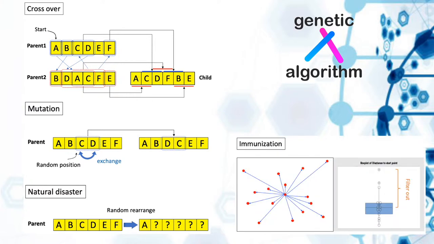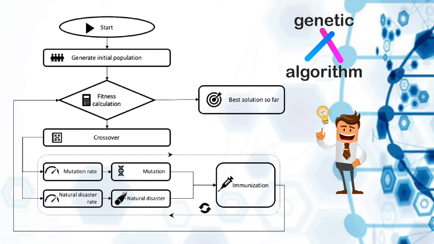An immunization algorithm is also used here. It is a criteria check for the tour from the first city to the second city. The basic idea is to filter out the cities which have a distance longer than the average distance, as shown. So we have one advanced genetic algorithm being used in our project to get better results. Next, we will show the system architecture.